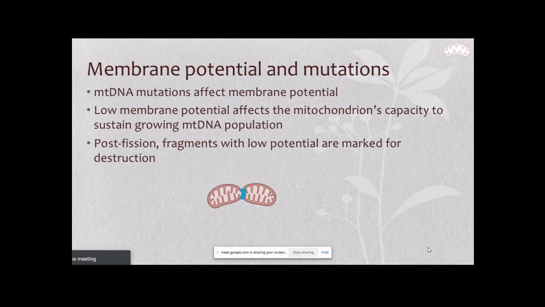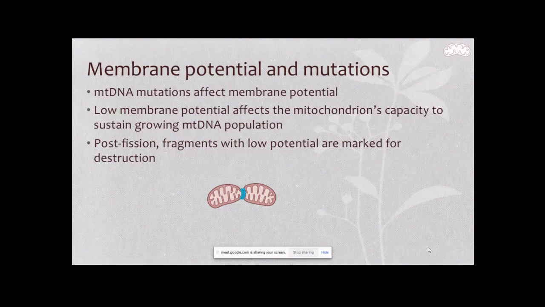If there are more mutations of a mitochondrial DNA, it affects membrane potential, obviously, because if the genes are mutated, it means it's going to produce faulty apparatus which will not function well, and the whole electron transport chain will not work perfectly, and there will not be proper proton pumping, and that's why it will affect the membrane potential. And if there is low membrane potential, it makes the mitochondria unhealthy. That means it cannot support a growing number of mitochondrial DNA population.